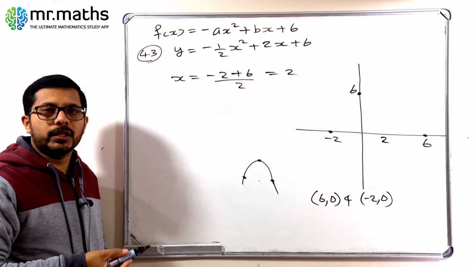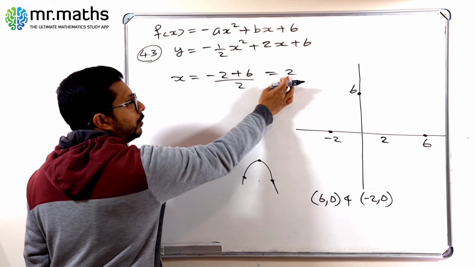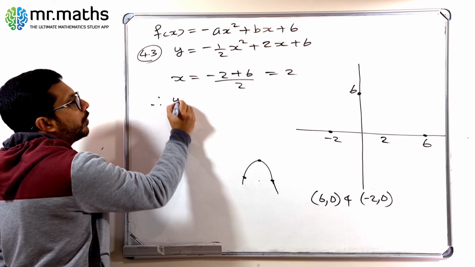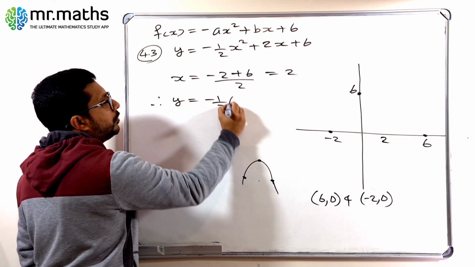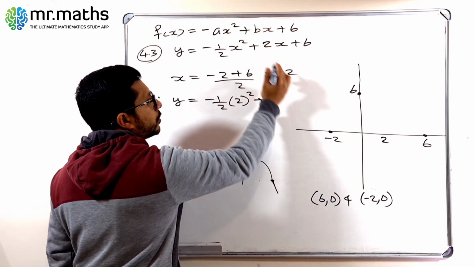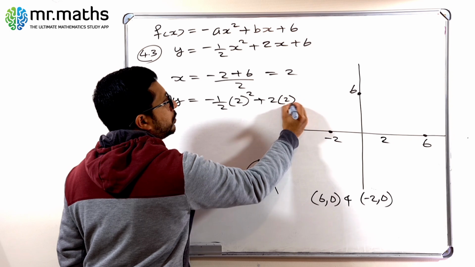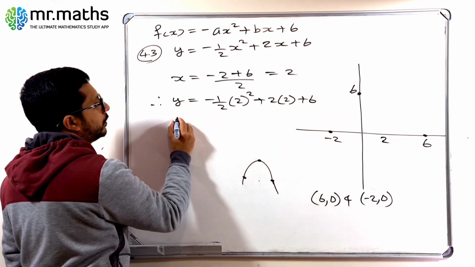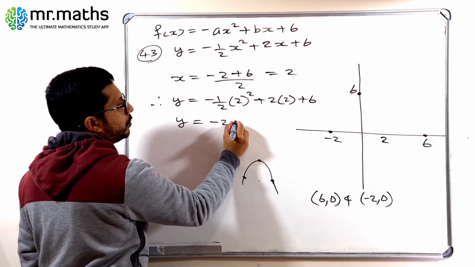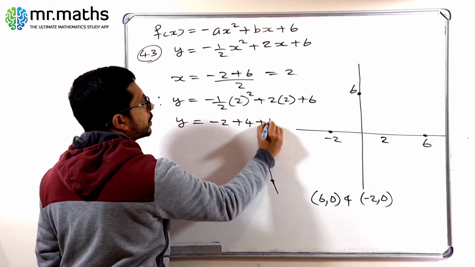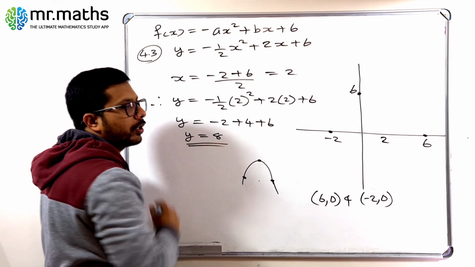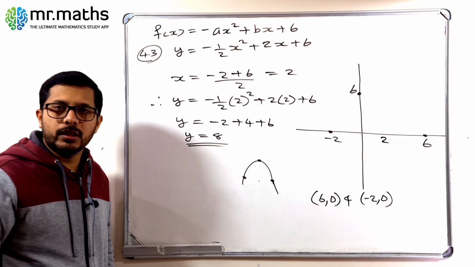Now how can you find the y value of that turning point? You substitute this 2 in the original equation. So y is equal to minus half into 2 squared plus 2 into 2 plus 6. Check in your calculator what the answer is. 4 divided by 2 is 2, minus 2 plus 4 plus 6, 10 minus 2, that is 8. So you can check in your calculator also. Okay, so the y value is equal to 8.